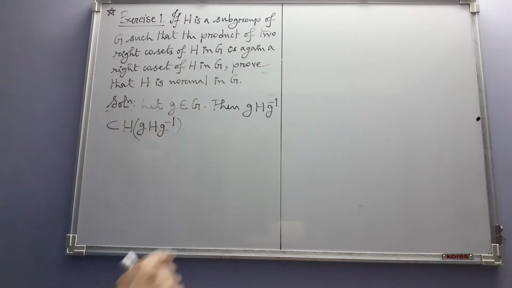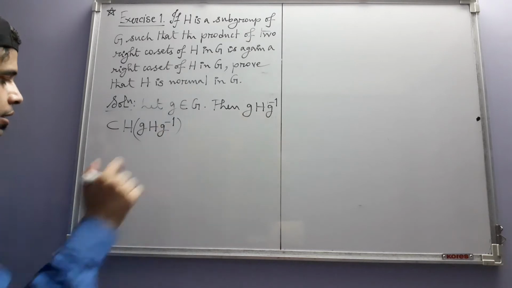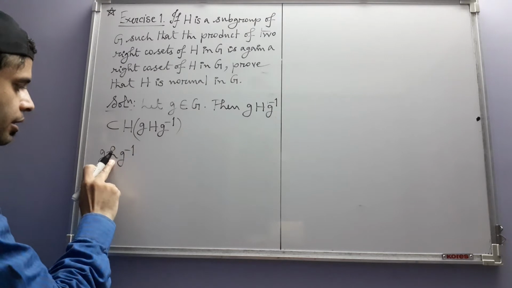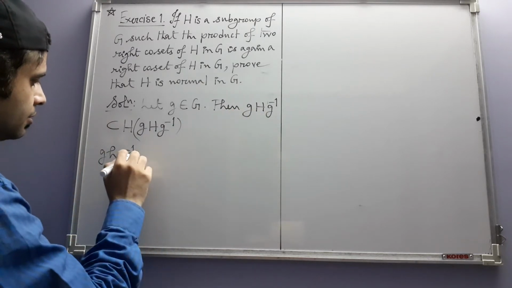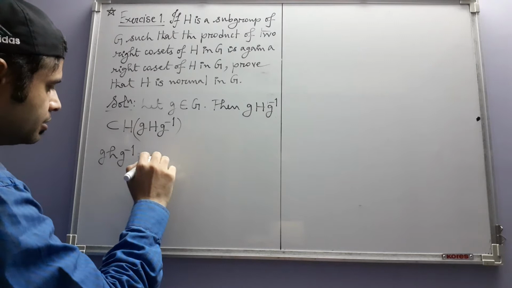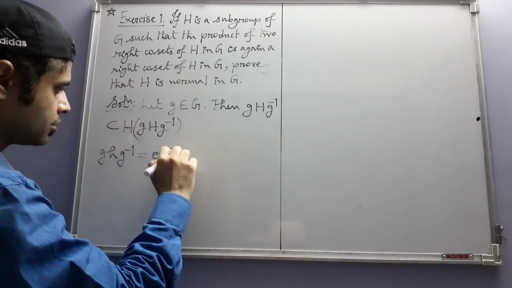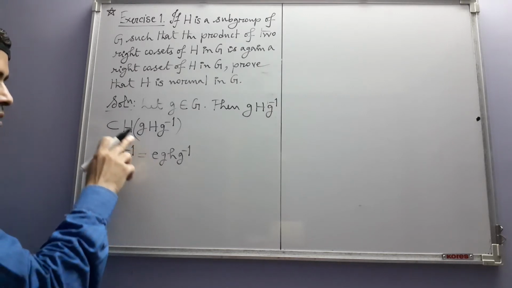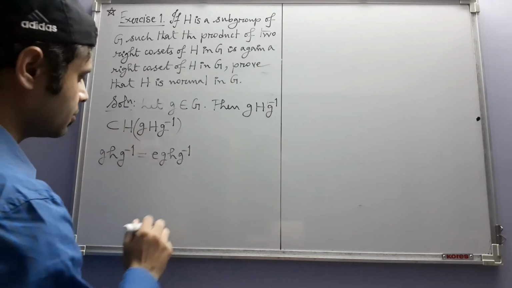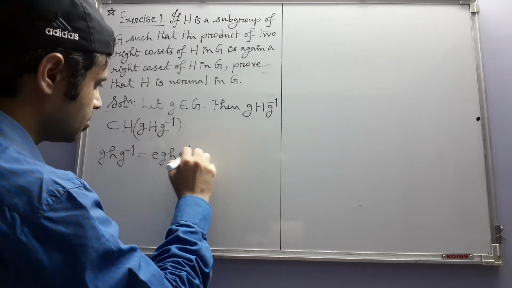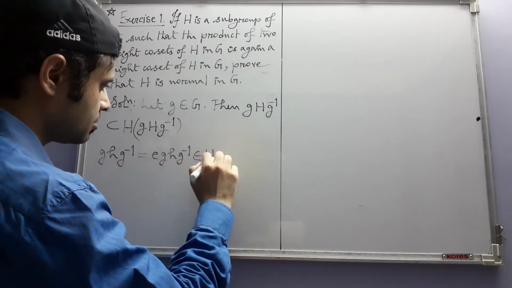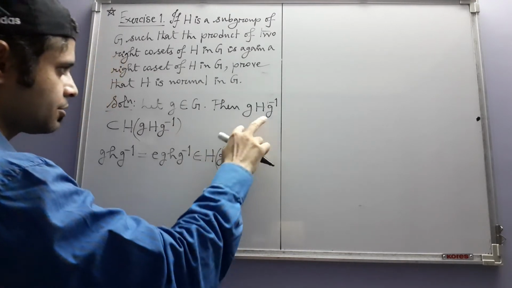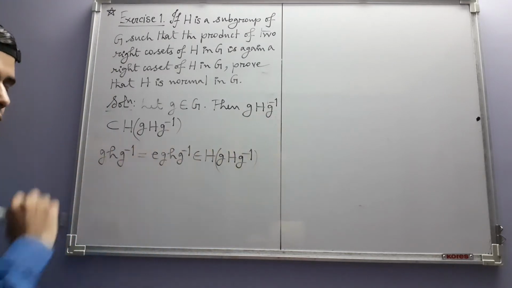Why is that so? Because if you take any element here, that element will look like this. Its general form is this, where h is any element in H. Now this element can be written like this, e g h g inverse, where e is coming from H because H is a subgroup. So this is an element in this. That's why this subgroup is contained in this product.